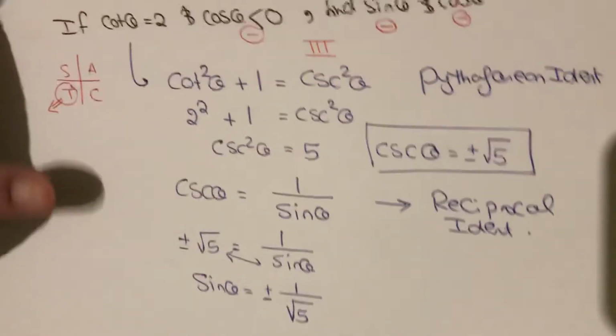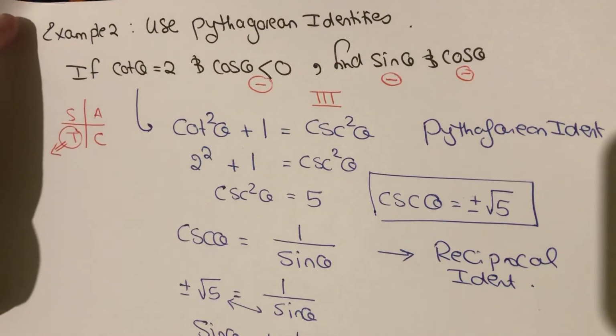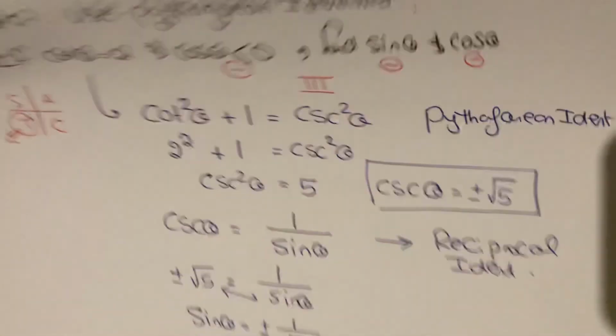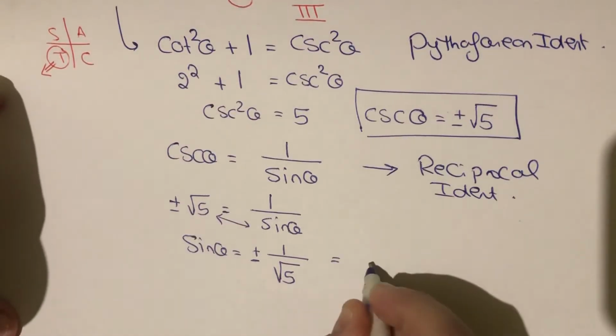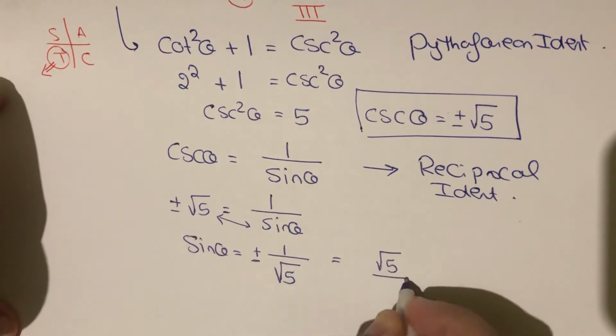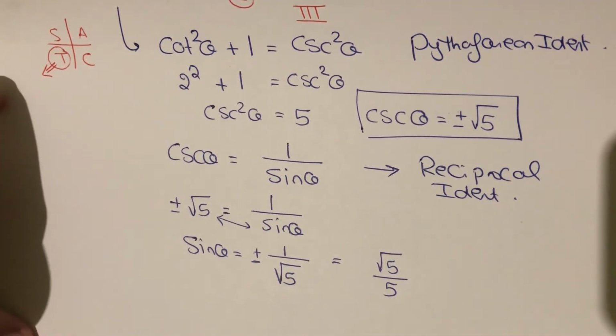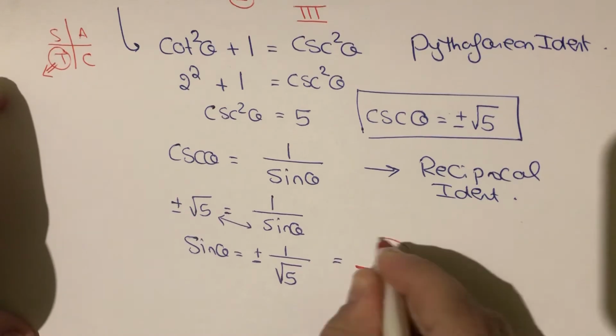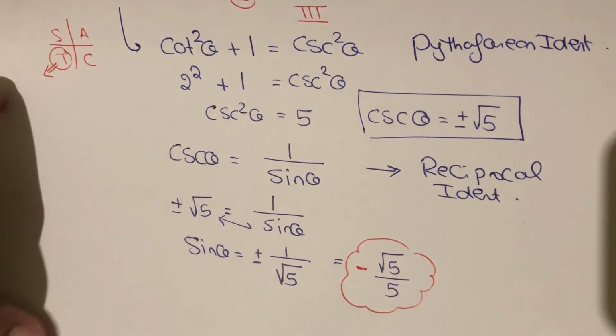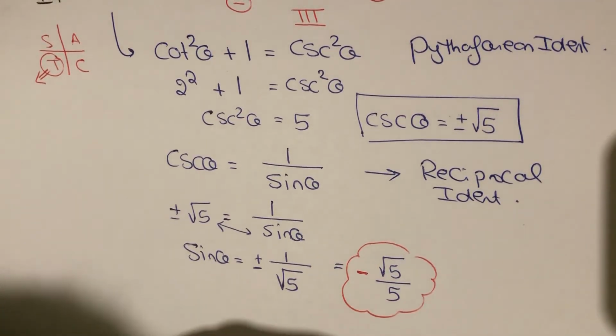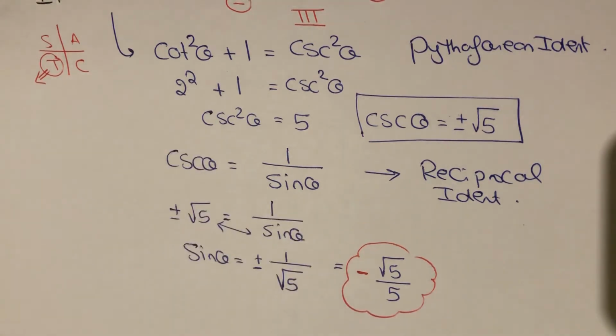But is sine positive or negative? We said sine is negative in this quadrant. So in simplest form, this can be written as root of 5 over 5. And do not forget, it's a negative. Good. So now we found the sine theta and it's negative.